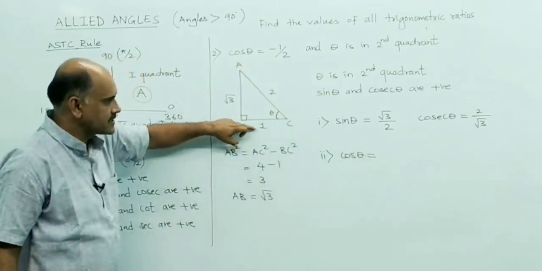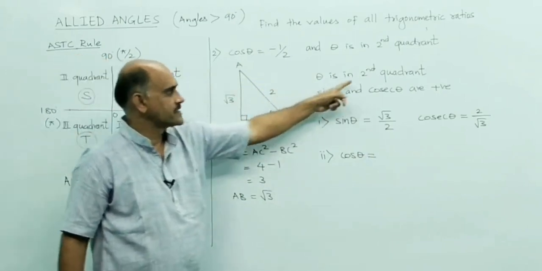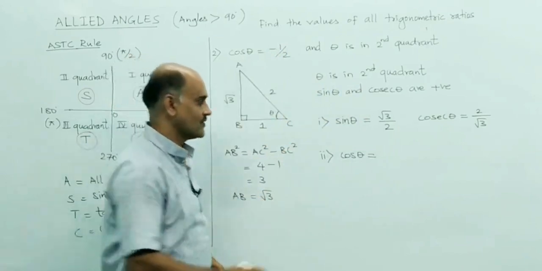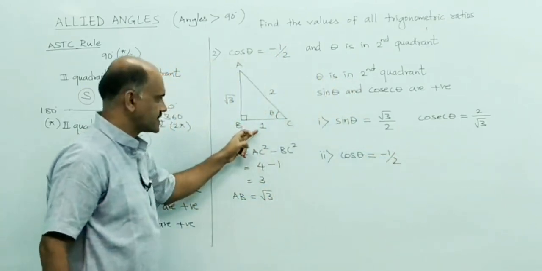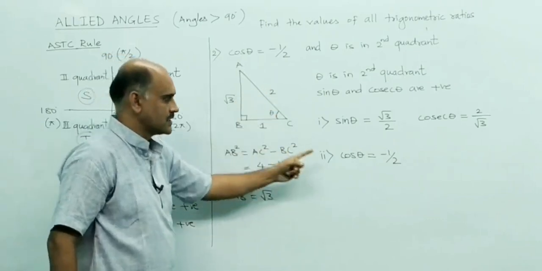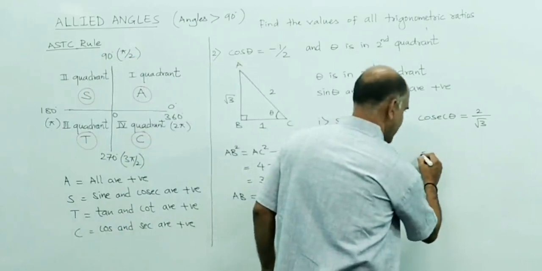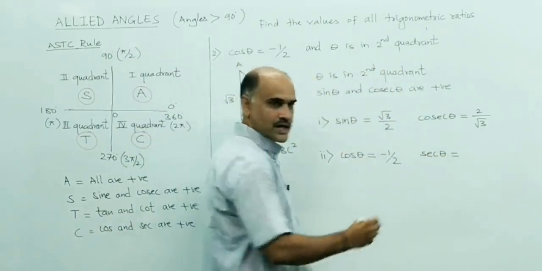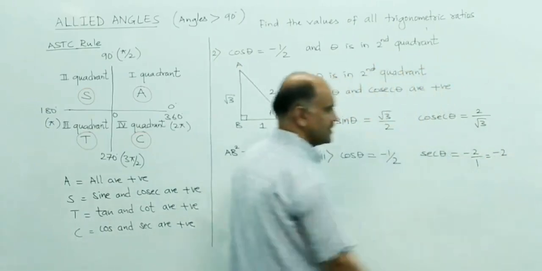Cos theta is adjacent by hypotenuse, so 1 by 2. In the second quadrant cos is negative, so you will have cos theta equals minus 1 by 2. Now you take its reciprocal. The reciprocal of cos theta is secant theta, so you will have minus 2 by 1, or you can say minus 2.